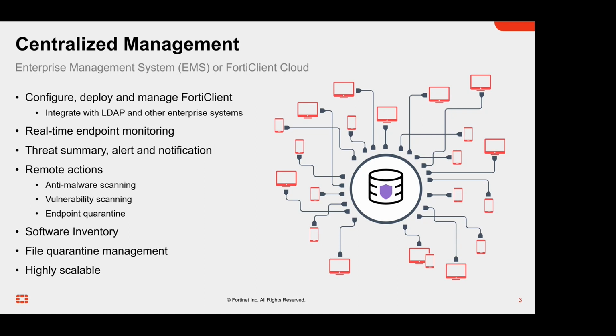File quarantine management. It shows you what files are in the quarantine, and then you can say, okay, I can release that because maybe it was a false positive, or you can just delete it, up to you. And it's highly scalable, which means one EMS server could handle up to 50,000 clients, but you also could use more than one EMS server to grow this number as you like and as you need.